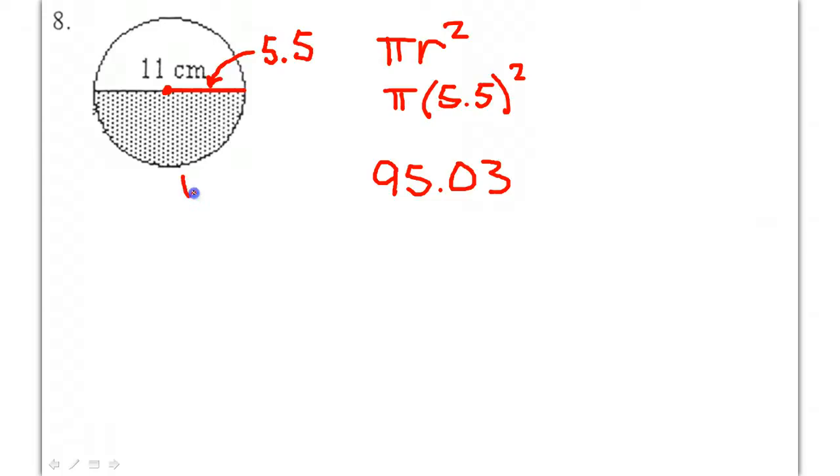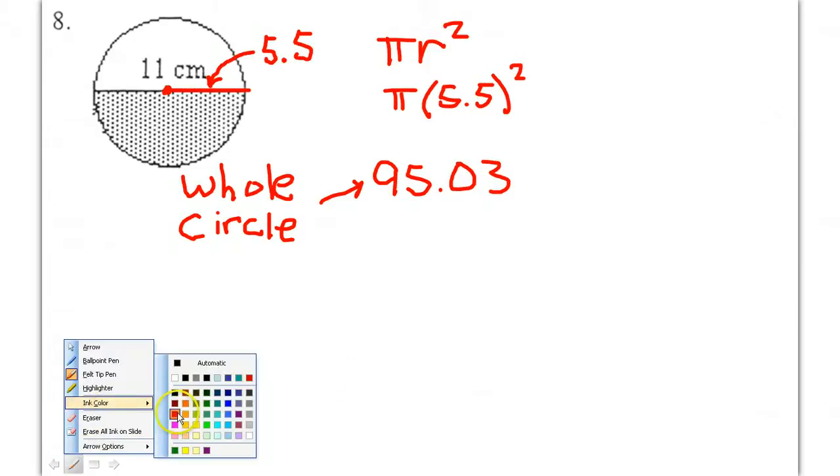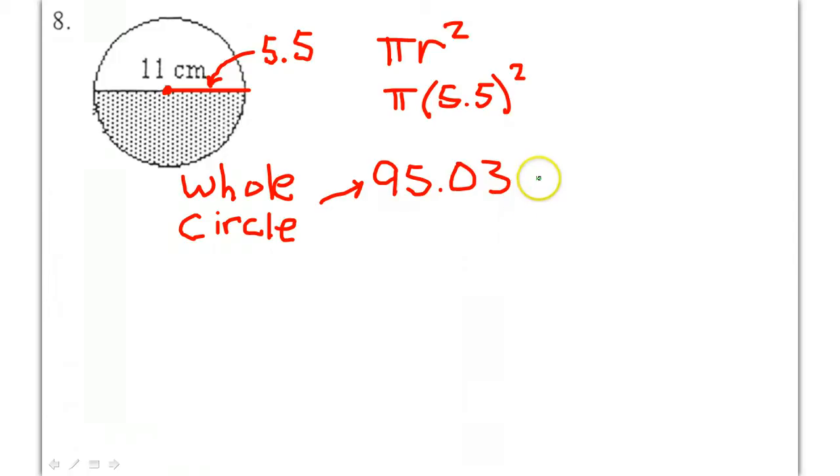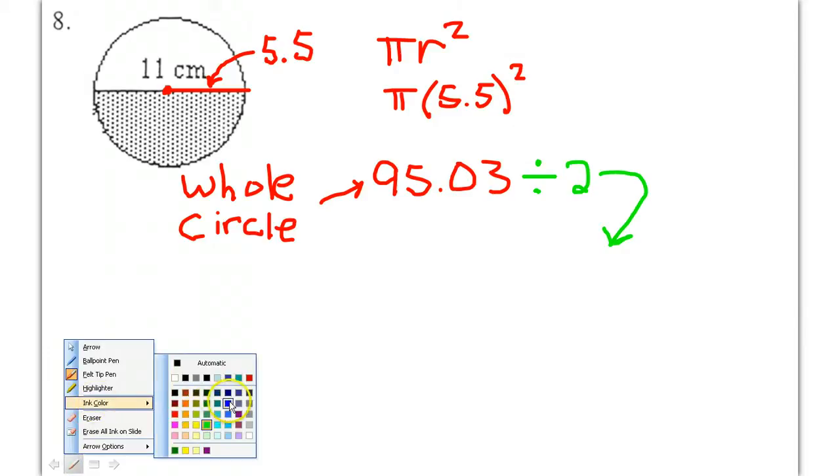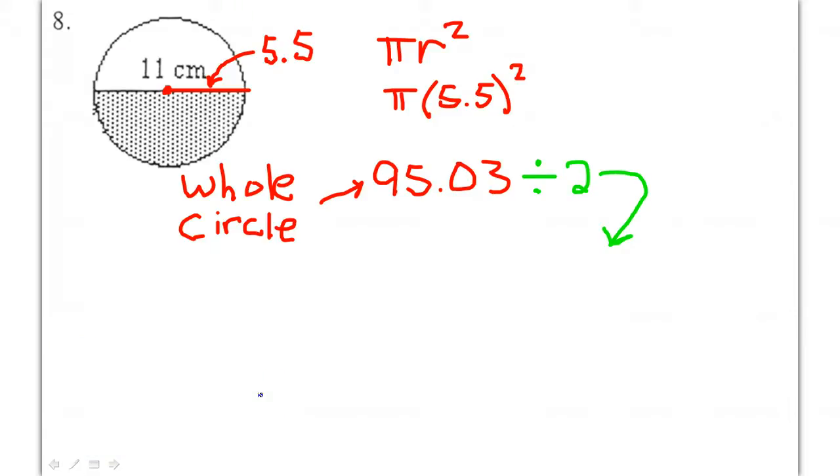Okay, but please remember, 95.03, that's the whole circle. We just want the shaded area. So in order to get the shaded area, I need to take the whole circle and divide that by 2. And then that's going to give me the shaded area that I want. So if I do divided by 2, then I'm going to go ahead and get 47.52.